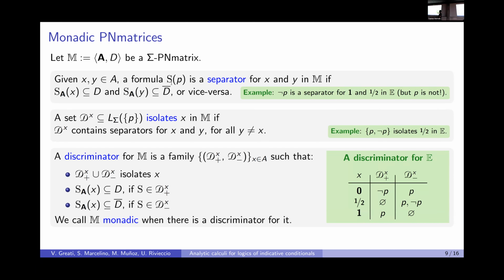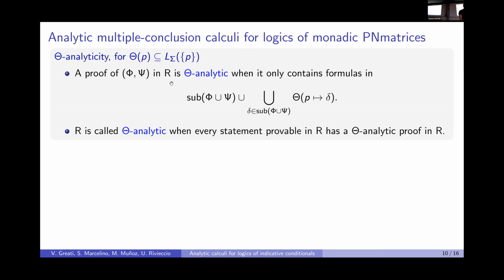So for example, if an evaluation puts not P in the designated set and P in the non-designated set, we know that the evaluation assigns 0 to the formula. That's one example, and you can do it for all the others. And we say that a proof of a statement is theta analytic when it contains formulas that are subformulas of the statement, but also formulas that result from plugging the subformulas for P in the set theta. So theta is a set of formulas over a single variable. And we say that the calculus is theta analytic when every statement that you can prove in it has a theta analytic proof.